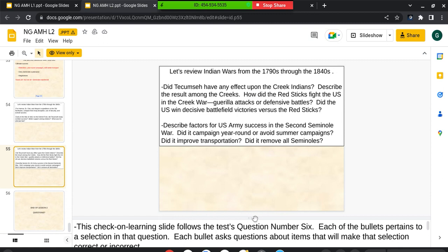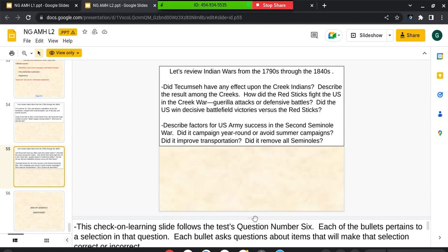How did the Red Sticks fight the U.S. in the Creek War? Guerrilla tactics or defensive battles. So it was defensive battles, right? This was an interesting fight because the Red Sticks changed the way that they fought. Usually Native Americans fought with guerrilla tactics. However, in this case, when the Red Sticks were fighting the U.S. in the Creek War, they had defensive battles where they were defending all of their posts that they had instead of using guerrilla tactics, which was interesting because that's more of an organized way of fighting.